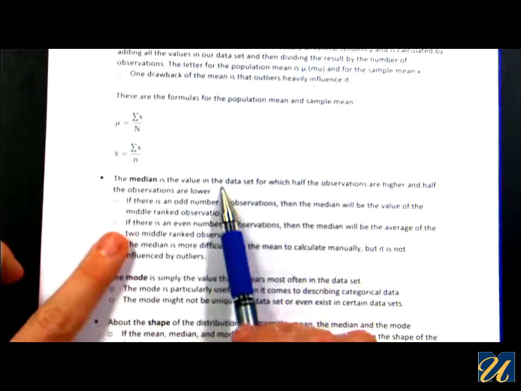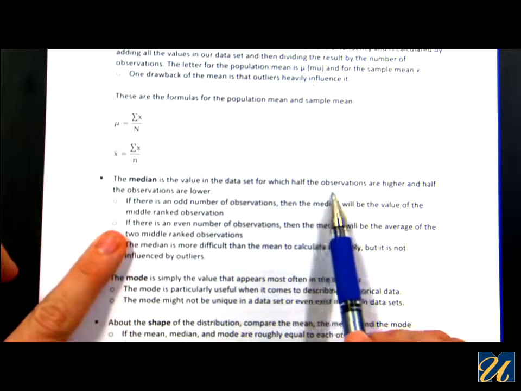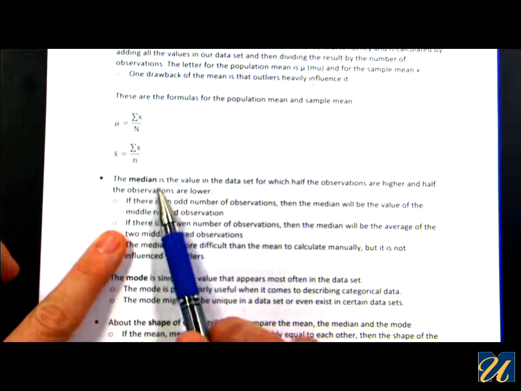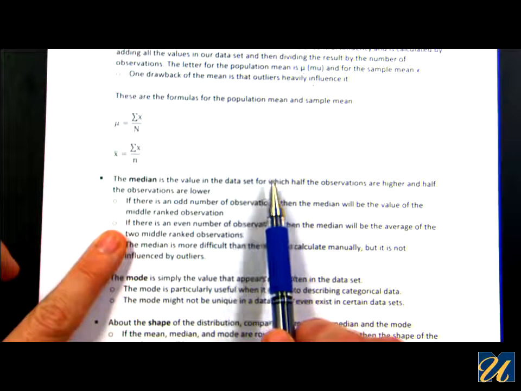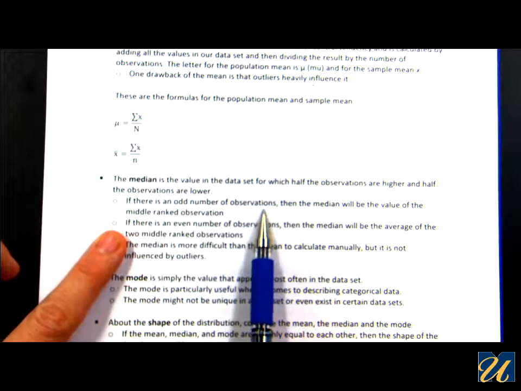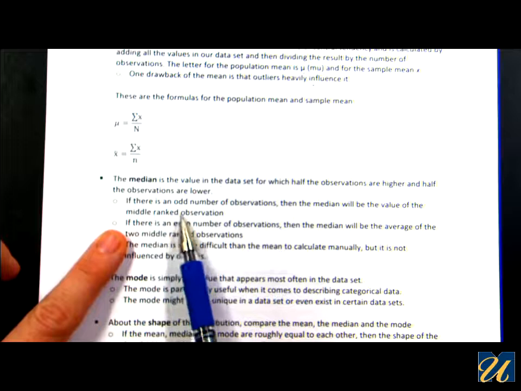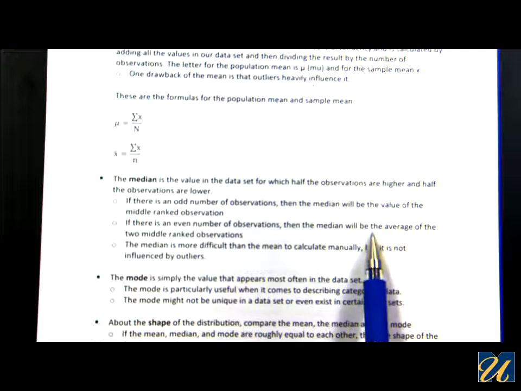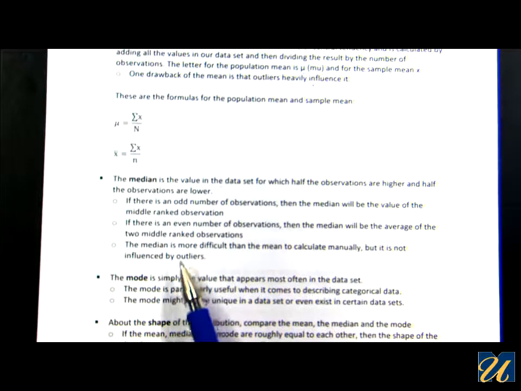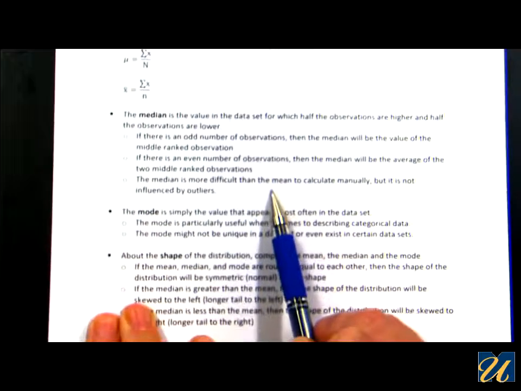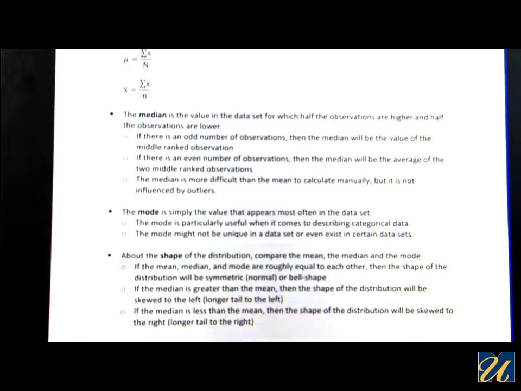Now, the median is the value in the data set for which half of the observations are higher and half of the observations are lower, which means the median is the value in the middle of an ordered data set. If we have an odd number of observations, the median will be the value of the middle-ranked observation. If there is an even number of observations, then the median will be the average of the two middle values. The median is more difficult than the mean to calculate manually, but it is not influenced by outliers because it's in the middle of the data set.